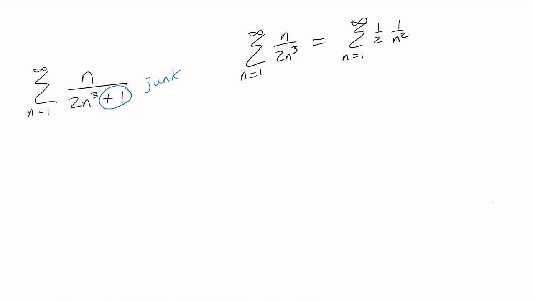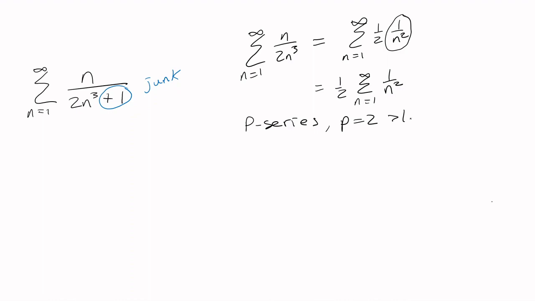Okay, and what I see here is, hey look, I've got a p series. So this 1/2 can be moved out, and I literally have a p series. So this is a p series. P is 2, okay, which is greater than 1, so convergent.